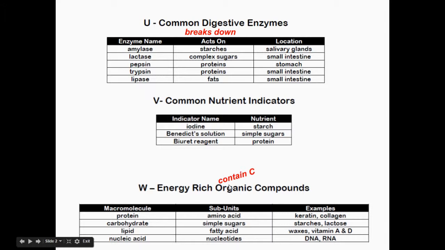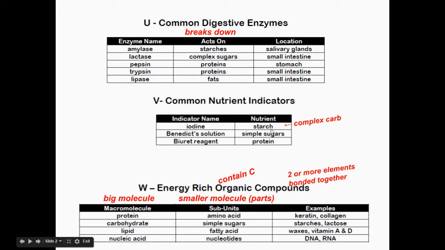Then if we jump down here, remind yourself the word organic means it's something that contains carbon. And compounds, those are where you have two or more elements bonded together to make a substance called a compound. Now, in this chart down here about energy-rich organic compounds, the word macromolecule just means a big molecule. Proteins, carbs, lipids, and nucleic acids are really, really big molecules, made of thousands of atoms. Subunits just means the smaller molecules that these big molecules are made of. Like a protein is made of lots of amino acids attached together. A lipid is made of lots of fatty acids attached together, okay?